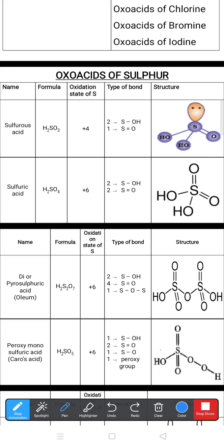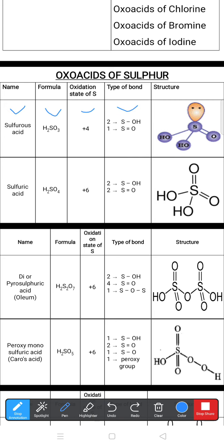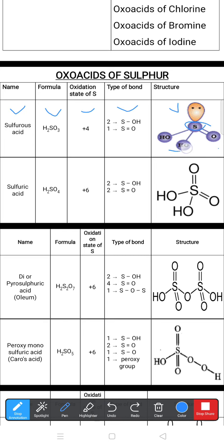So the first oxoacid is sulfurous acid. It has the formula H2SO3. The oxidation state of sulfur in that is +4, and the types of bonds are 2 between sulfur and OH, and 1 between sulfur and double bonded oxygen. And the structure you can see like this. At the center, the sulfur atom is there. Around that is the double bonded oxygen. Later on, around that are OH groups, and on the top side we see the lone pair of electrons. So this lone pair of electrons we can see at the top side of the structure.